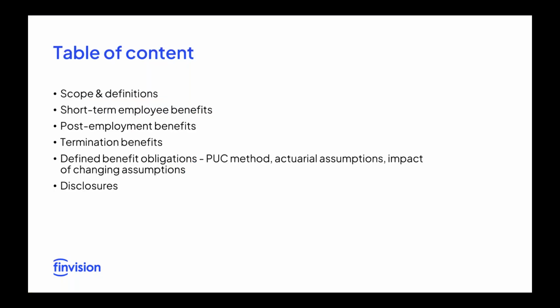Scope and table of contents for today. First, we will talk about the scope of IAS 19 and employee benefits. Then we will go into short-term employee benefits, post-employment benefits, and termination benefits. Then some further details and a practical example on how to calculate the defined benefit obligation using the PUC method. What are actuarial assumptions and how to deal with them? What is the impact of changing assumptions? And finally, we will give an example of the disclosure requirements IAS 19 has when applying this standard.